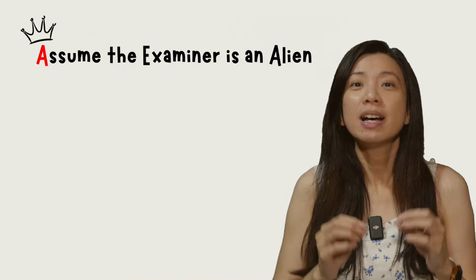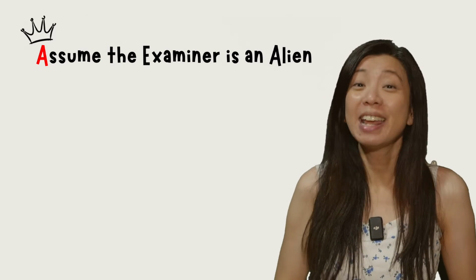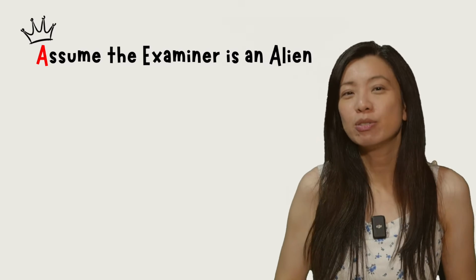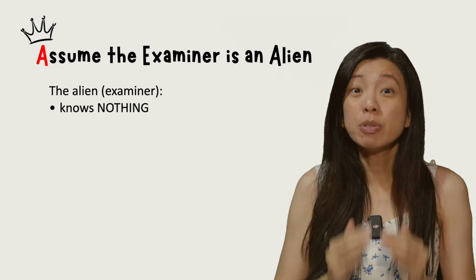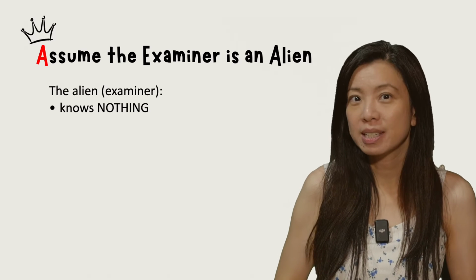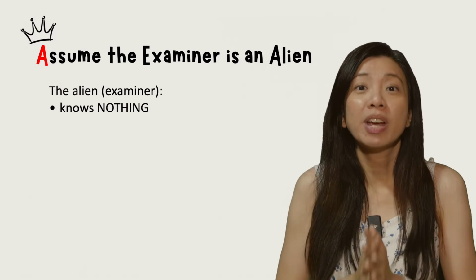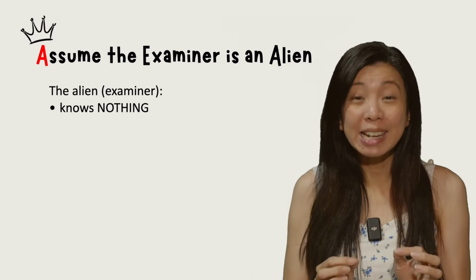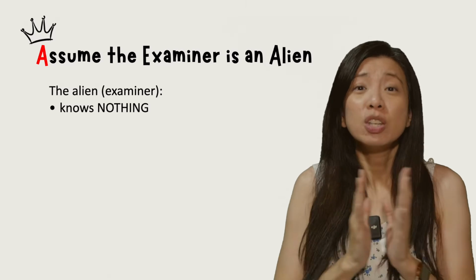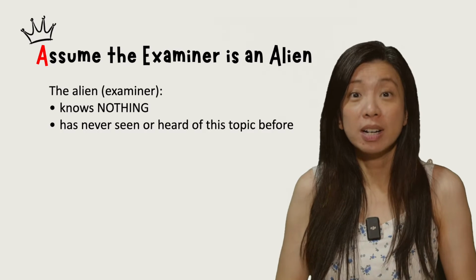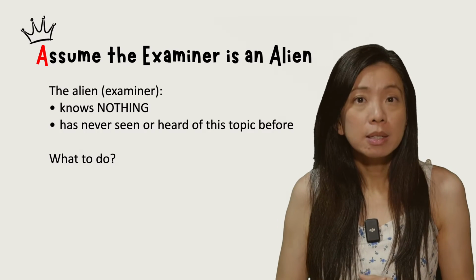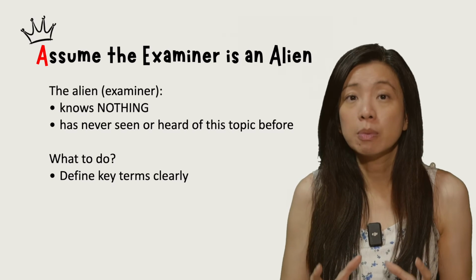A stands for assume that the examiner is an alien. Yes, really, assume that they are an alien. Because what you need to do is to pretend that they know absolutely nothing about your topic. So you're going to imagine that you're explaining your point to an alien who has never been to Earth, so they would not have actually seen or heard about this topic before. That means you need to define all the important terms very clearly.